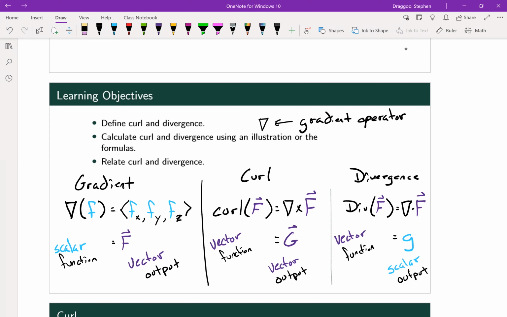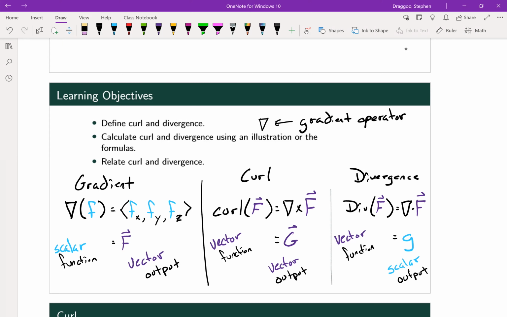Now, with the two new things that we're going to add in, the curl and the divergence, they are both going to be derivatives in some sense. And they're going to use the gradient operator, just like the gradient did back from several sections ago. But the main difference is that the curl and the divergence will operate on vector fields or vector functions rather than on a scalar function.